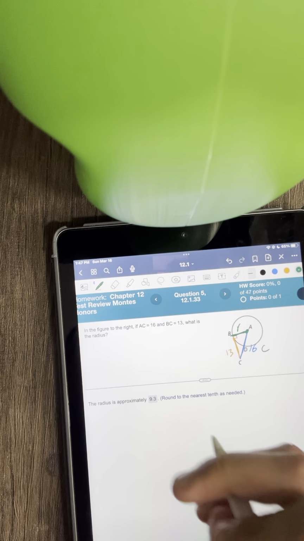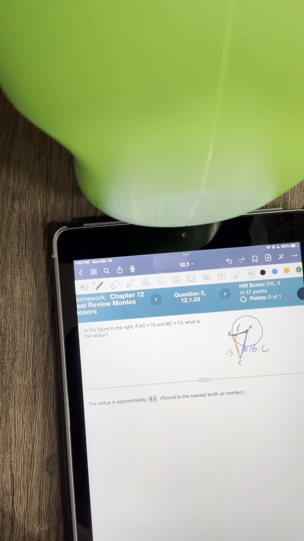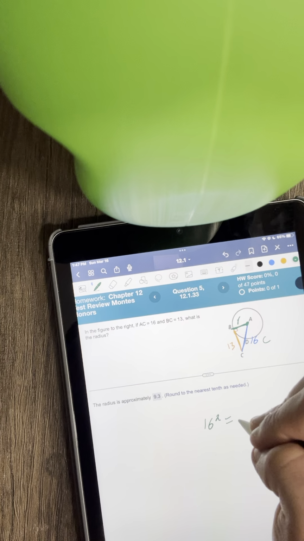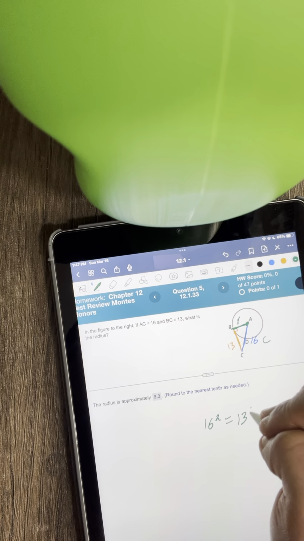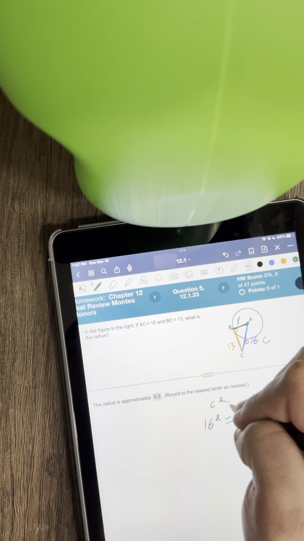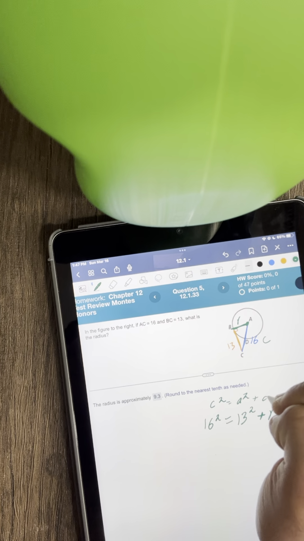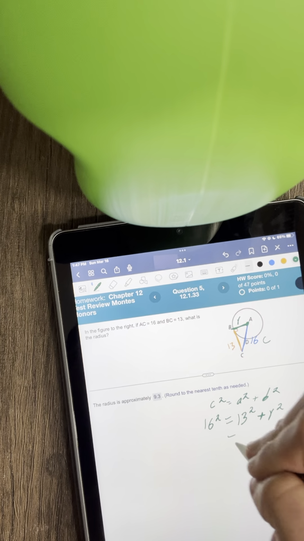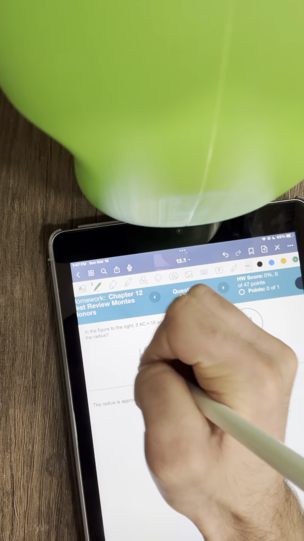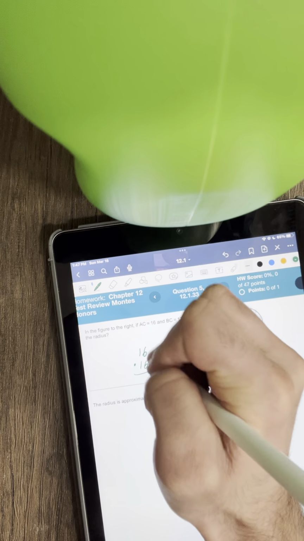So now, what is 16 times 16? I actually don't have a calculator and I'm using my phone. So I'm just going to do 16 squared equals 13 squared plus r squared. This is the c squared equals a squared plus b squared. So I think you guys know how to use the calculator. So just, dang, what's 16 times 16? I'm gonna just do that one real quick.